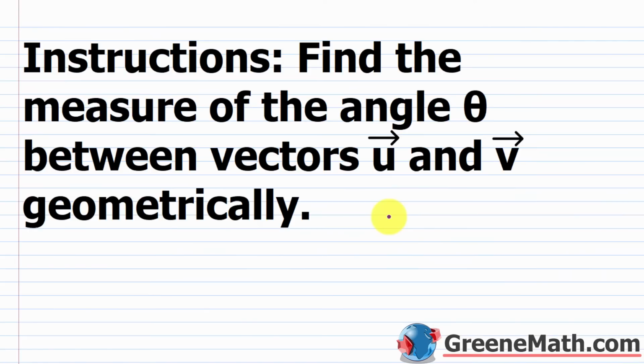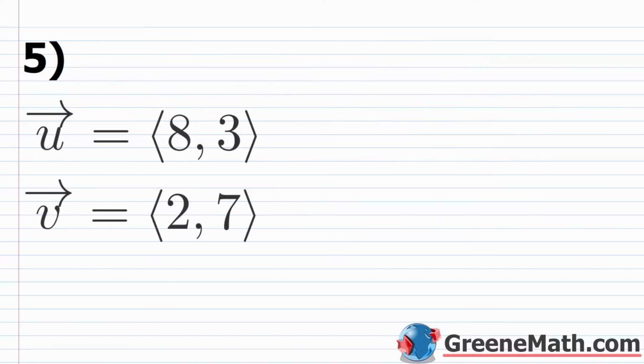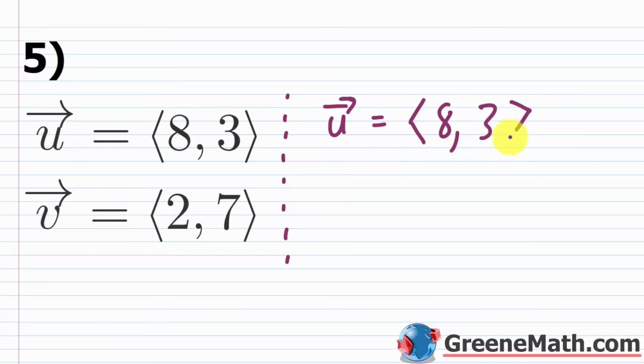All right, for the next problem, the instructions are going to change a little bit. We want to find the measure of the angle theta between vectors u and v geometrically. So looking at problem 5, we see we have this vector u given in component form. So the horizontal component is 8 and the vertical component is 3. Let me actually just write this here. So for the vector u, we have the horizontal component of 8 and the vertical component of 3.